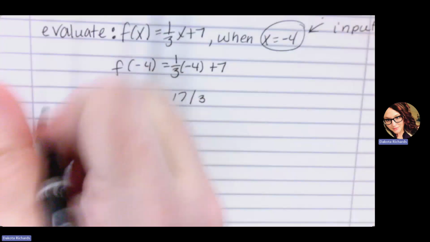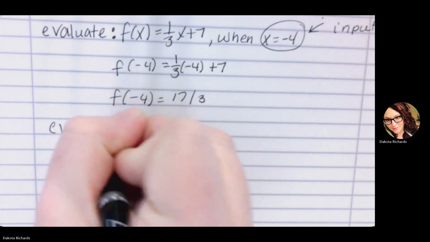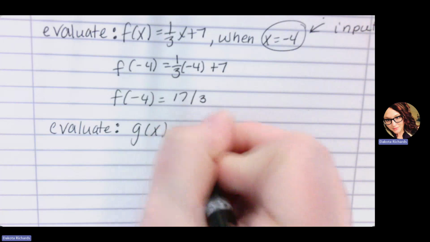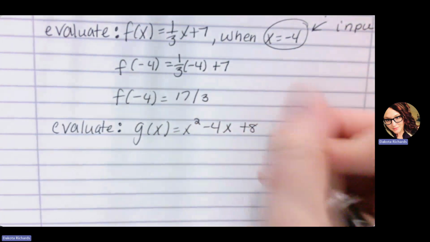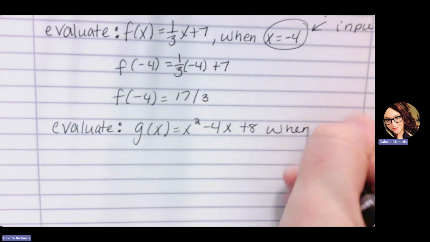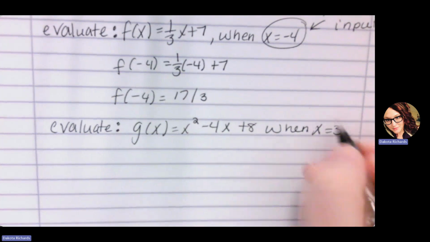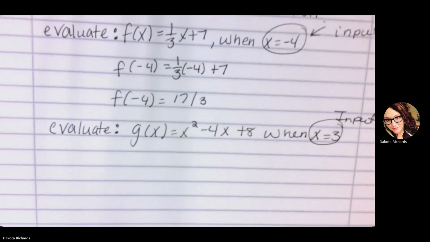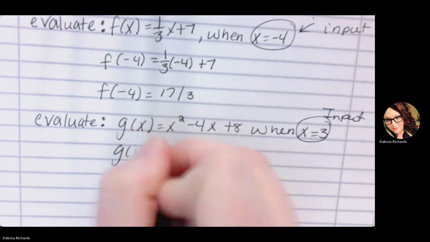Okay, next one, we're going to do one more warm-up problem. It's going to be another evaluate situation. We've got g of x equals x squared minus 4x plus 8 when x equals 3. That's your input. We're going to input a 3 for x.